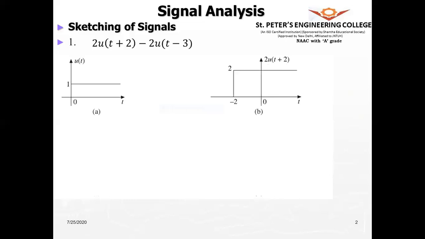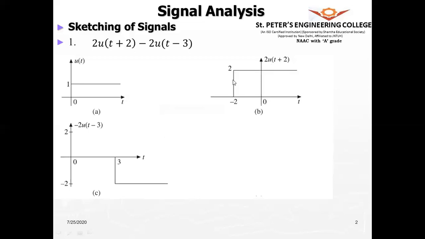Next, let us sketch 2 into u of t minus 3. As we know, t minus 3 means the signal is delayed, and since it is a minus sign, the amplitude will be negative. So instead of a positive 2 amplitude, it will have a negative 2 amplitude. Now this is minus 2 into u of t minus 3, and this is plus 2 into u of t plus 2. So these are the two signals.